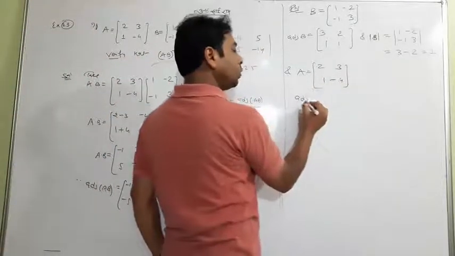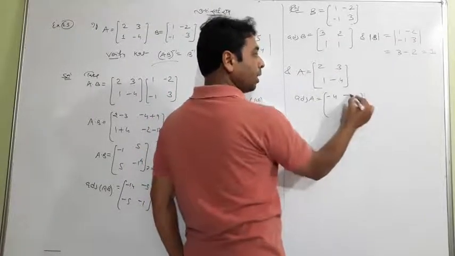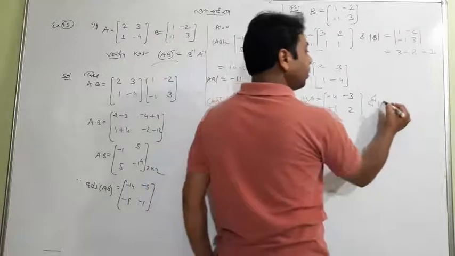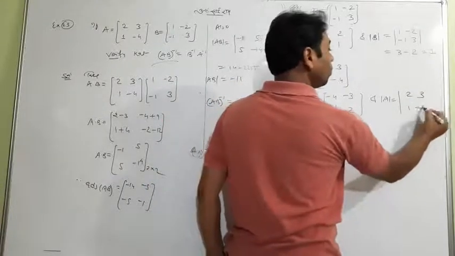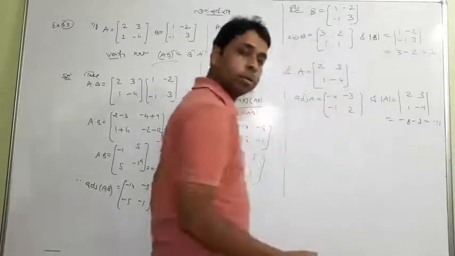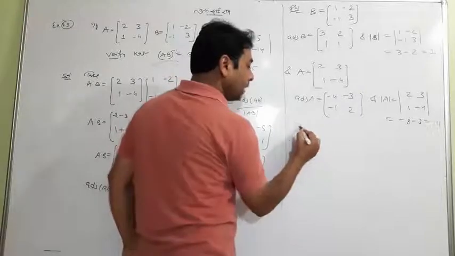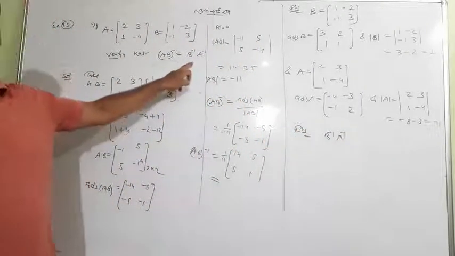So what is adjoint A? Interchange them and change the sign. And what is determinant A? Determinant A, 2, 3, 1, minus 4. Open it all the way. So minus 11. Now go on to the right hand side. What was the right hand side? B inverse into A inverse. This one. Put the values, guys.